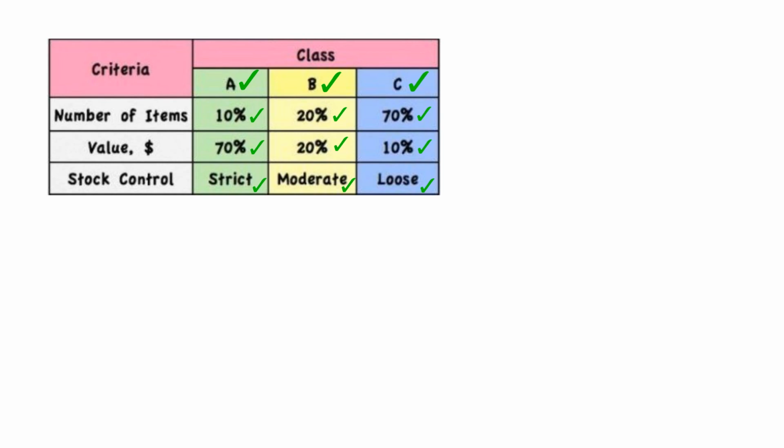In summary, ABC analysis tells us that 10% of all items account for 70% of annual consumption costs. 20% of items account for 20% of the costs. And, the balance 70% of items account for about 10% of costs.